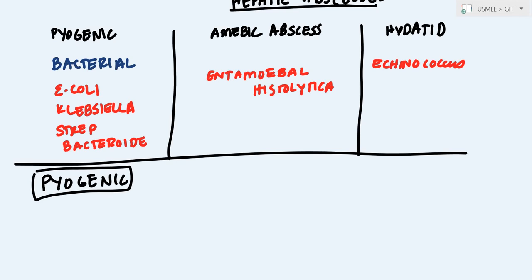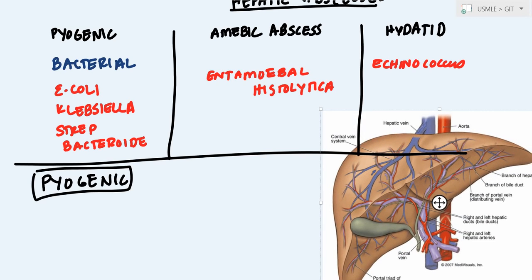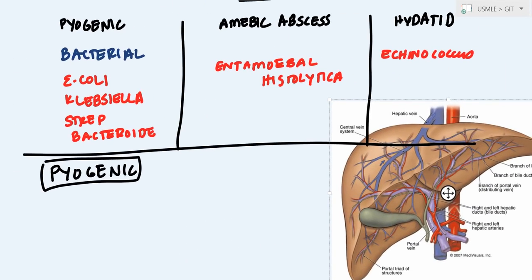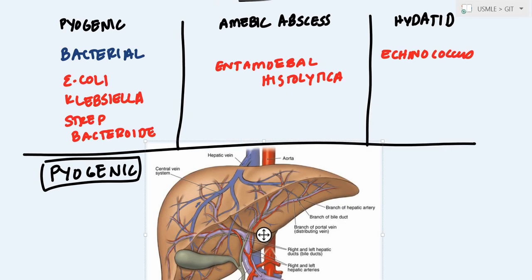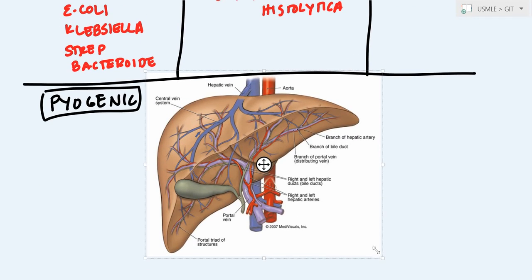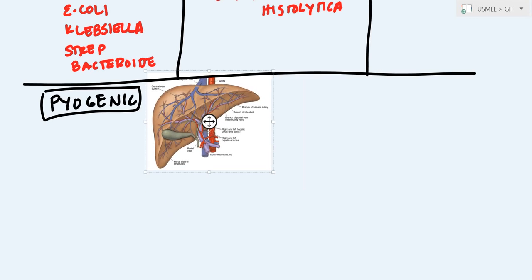So how do you get a bacteria to get into the liver? There's three primary routes. One is going to be from the portal vein. So the first way is from the portal vein. So this is basically going to be anything from your GIT tract. So the portal vein is going to go into different parts of your liver through that area.